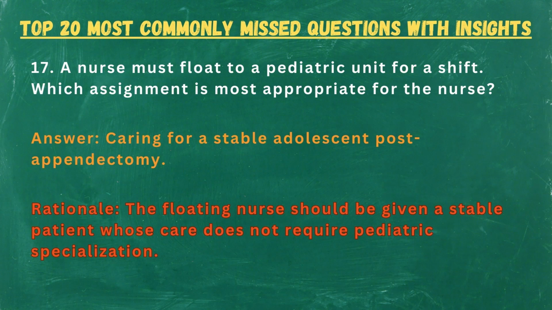17. A nurse must float to a pediatric unit for a shift. Which assignment is most appropriate for the nurse? Answer: caring for a stable adolescent post-appendectomy. Rationale: the floating nurse should be given a stable patient whose care does not require pediatric specialization.